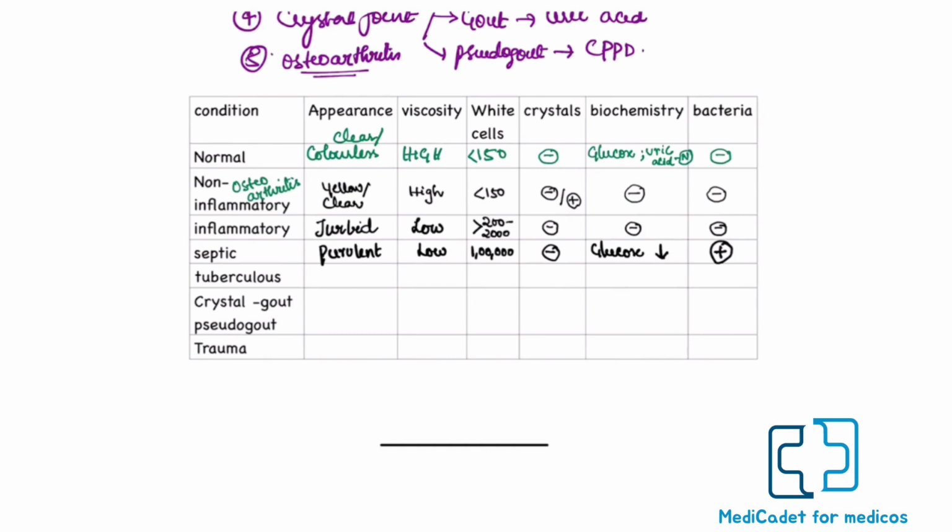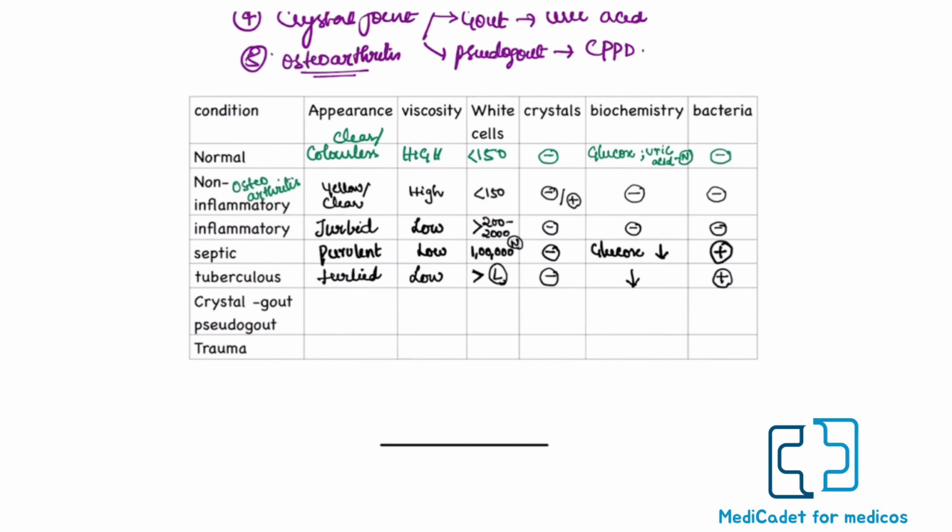And similarly, tuberculosis. In tuberculosis also, it will be turbid, and viscosity is low because again the inflammatory cells are increased. Here the inflammation is with lymphocytes, whereas there it is neutrophils. So when I say pyogenic, it is neutrophils, and whenever I say tuberculosis, that is lymphocytes, right? Again there are no crystals, and again the glucose levels are low, and this could be positive for your bacteria, that is Mycobacterium tuberculosis. Culture is usually very late, so we don't do cultures here. Gram staining we do for your bacteria, that is Mycobacterium tuberculosis.